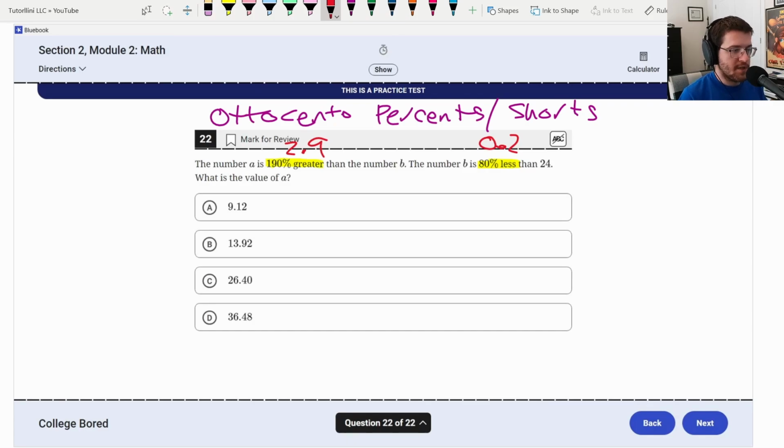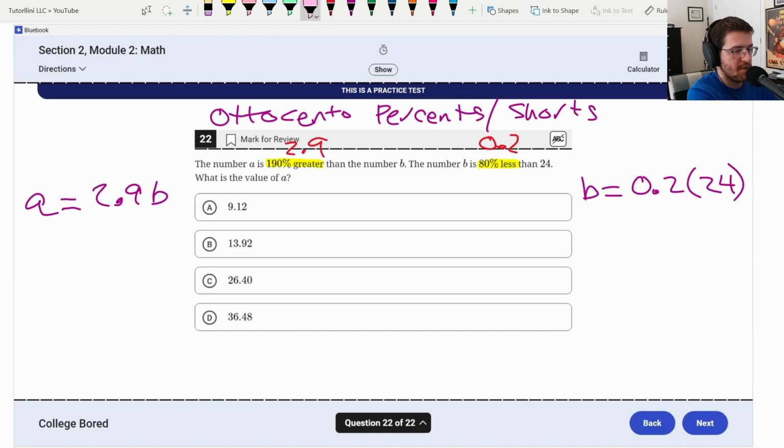Okay, now we're going to translate these equations. So A is, meaning equals, 2.9, 190% greater than B, or in other words, 2.9 times B, because we figured out that's the multiplier, right? And then this other one says B equals 80% less. So that's 0.2 times 24. See how I'm paying really close attention to the word "is", and it tells me where to put the equals. All right, so we're in business.